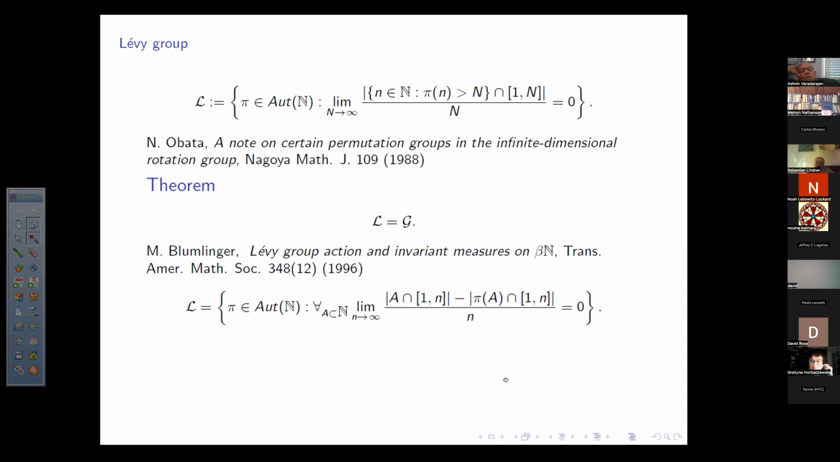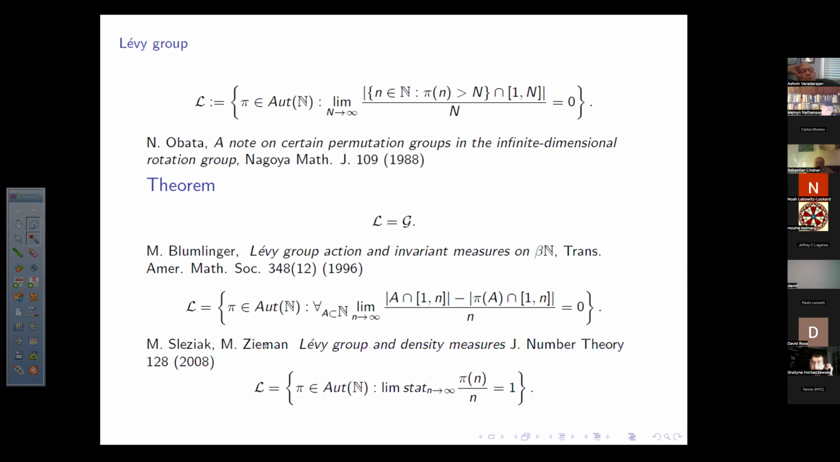And when we worked on this topic, unfortunately, we were unaware of the beautiful work by Šlezak and Zeman. We don't know how it happened, but sometimes we miss something. So we missed this result, which shows that this group can be described in the following way. These are those permutations for which the statistical limit of P of n over n is equal to 1. So it's the limit in the sense of the ideal of sets of asymptotic density equal to 0.